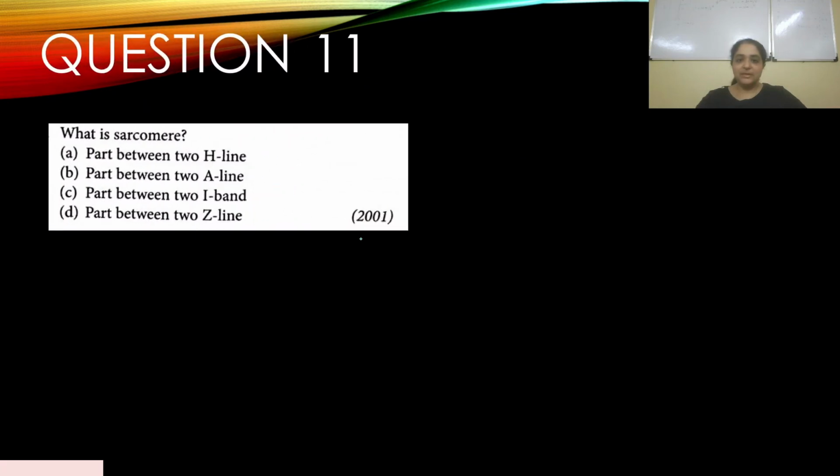All right, question number 11. What is a sarcomere? This is basic, guys. If you didn't know this, then go back and read the chapter. This appeared in 2001. A. Part between two H lines. B. Part between two A lines. C. Part between two I bands. D. Part between two Z lines. We just saw the structure of the sarcomere multiple times. It should be embedded in your brain by now. Part between two Z lines is a sarcomere. So your answer is D.